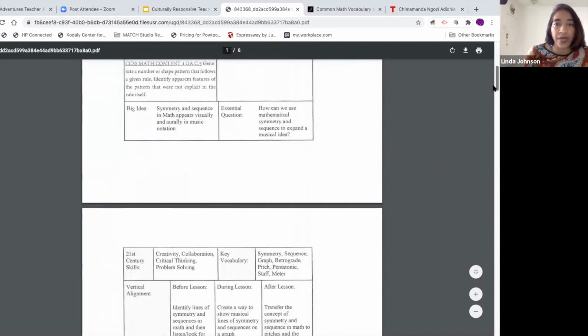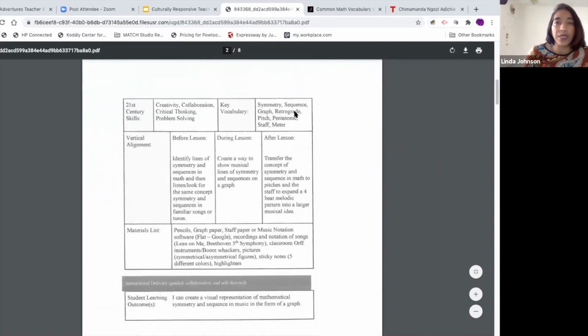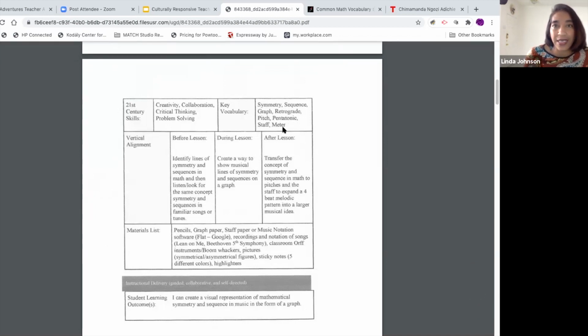So anyway, look at your vocabulary words. Symmetry, sequence, graph, retrograde, pitch, pentatonic, staff, and meter. Notice I'm not going into technique about how to play music correctly and all the musical terms I am using, except for the word pentatonic, which is basically a 5-note scale. Okay. Staff, that's your hand, 1, 2, 3, 4, 5. Meter, it's got 4 beats, so that's pretty numerical. Pitch is the actual note you're doing.